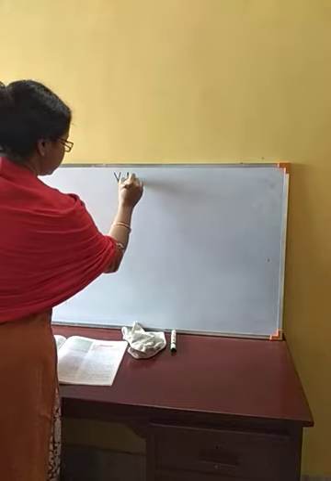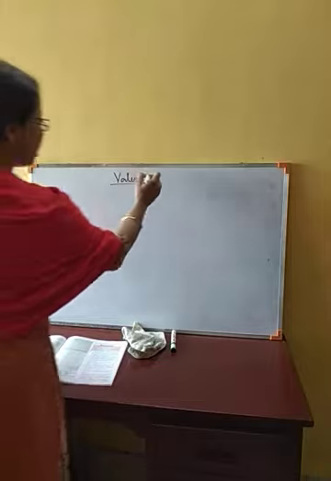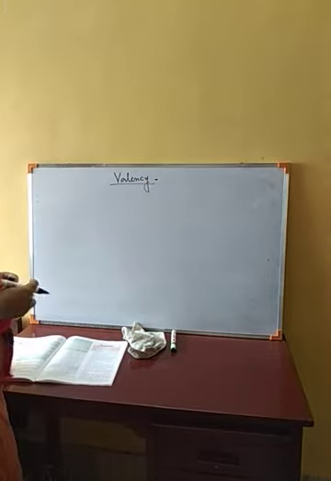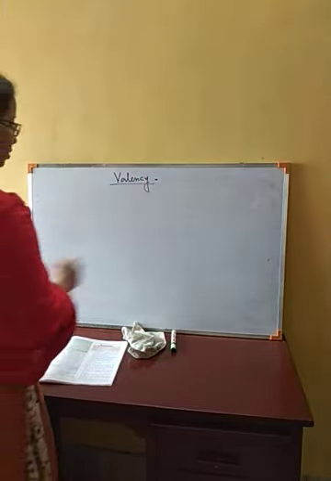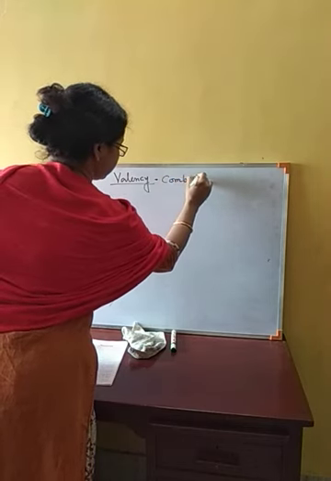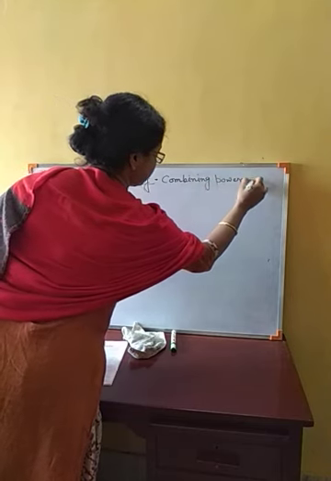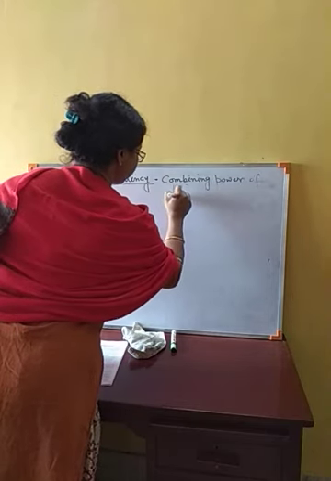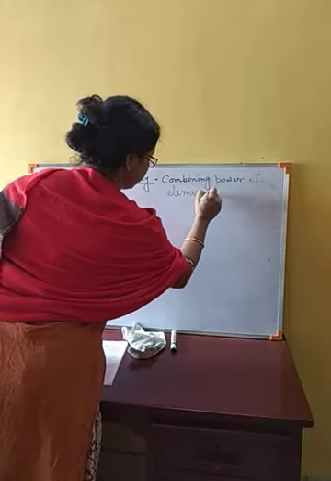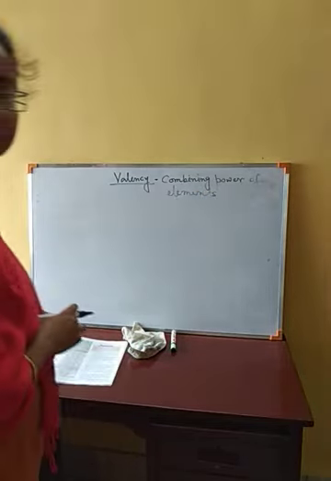First of all, valency. This is just the combining power of elements. Okay, this is the combining power of elements. So this we will call as valency.